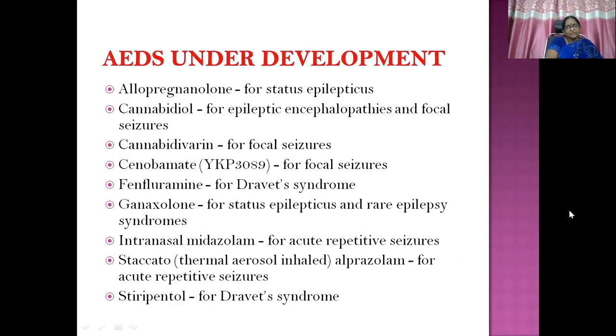Then the last one is, so till now we have discussed, in the earlier session, conventional anti-epileptic drugs, and today's session, newer anti-epileptic drugs, and this one is anti-epileptic drugs under development. So this may be asked for postgraduate students, so that's why I have shown two slides here. So allopregnanolone for status epilepticus, cannabidiol for epileptic encephalopathies and focal seizures, cannabidivarin for focal seizures, cenobamate for focal seizures, fenfluramine for Dravet syndrome, and ganaxolone for status epilepticus and rare epilepsy syndromes, and intranasal midazolam.